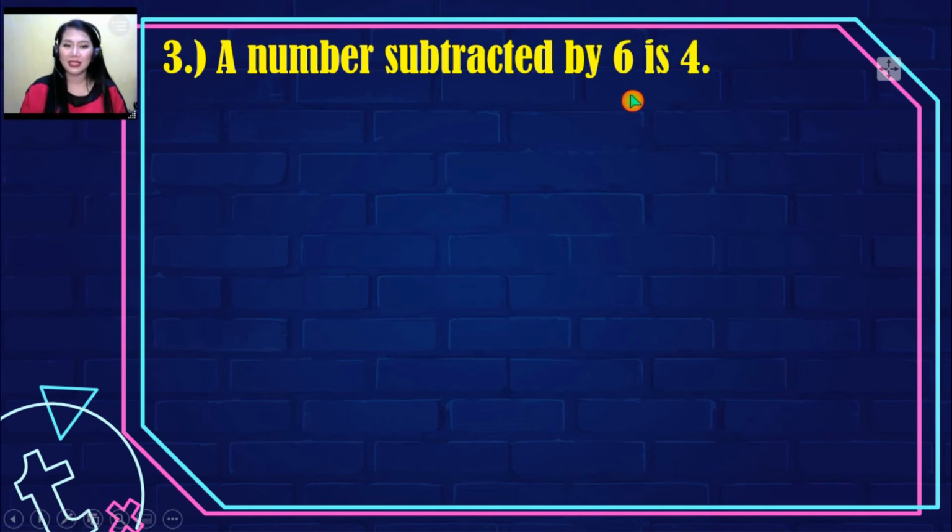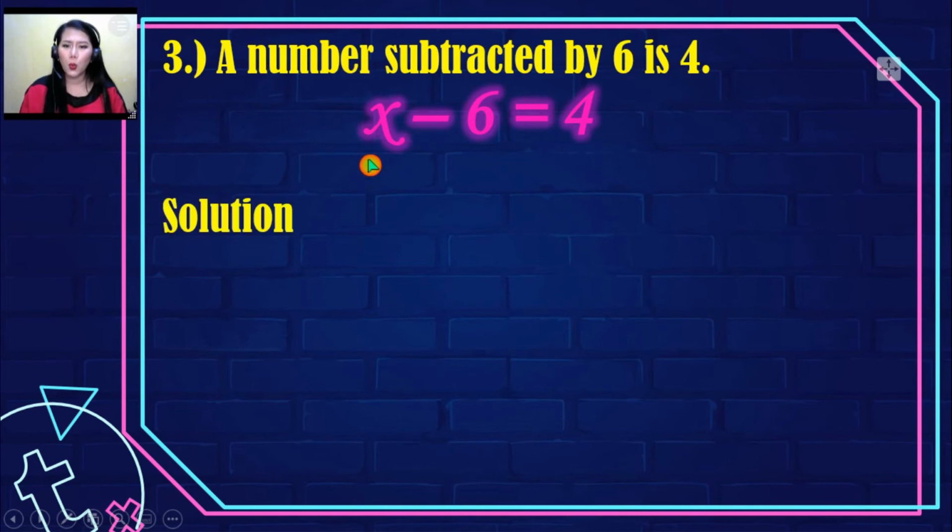A number subtracted by 6 is 4. So, ano daw yung number na yon na kapag binawasan mo ng 6, ang sagot ay 4? Writing it into its equation, we're going to have like this, x minus 6 equals 4. Okay? So, ano yung number kaya na yon? Tama ba tayo? Parehas ba tayo nang naiisip? Ano yung number na yon na pag binawasan ng 6, ang sagot ay 4?